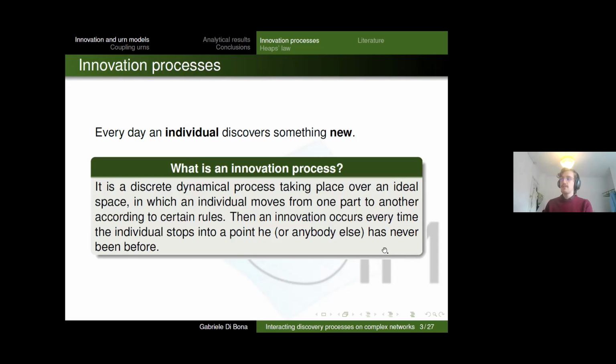Basically, it's some kind of discrete dynamical process that takes place in some space. There is an individual that moves from one pattern to another. For him, an innovation or a discovery occurs every time the individual steps to a point that he has never seen before. In the literature, there is also a difference between innovation and discovery, because an innovation is something that is new for everybody, while a discovery is something that you discover just for yourself. Like, for example, when you listen to a new song, but the song maybe has been there for 10 years.